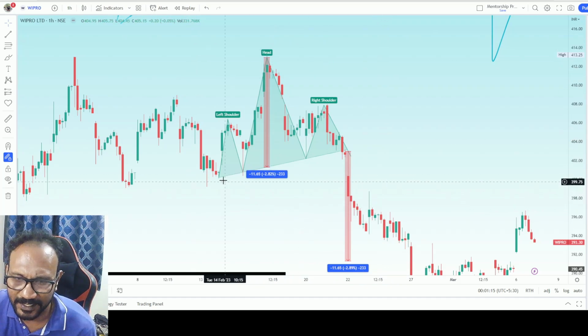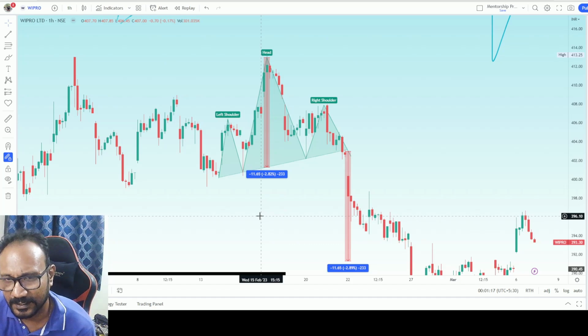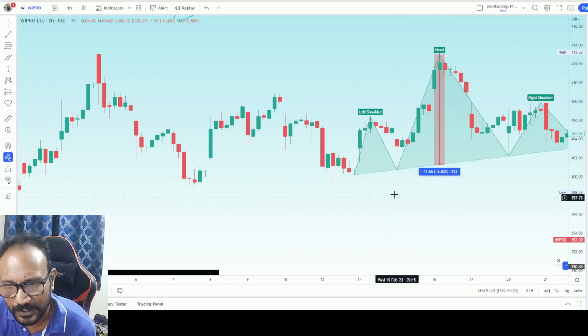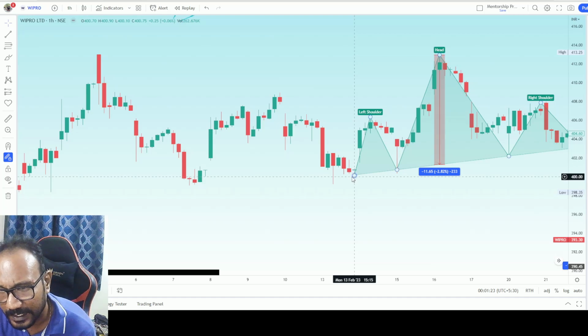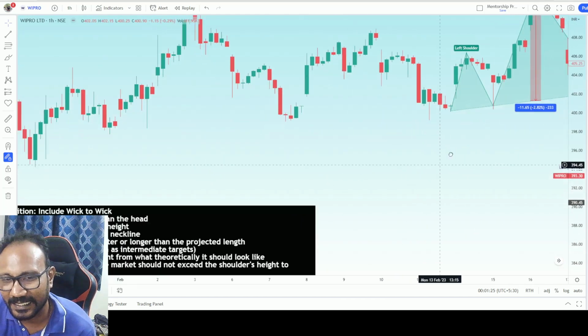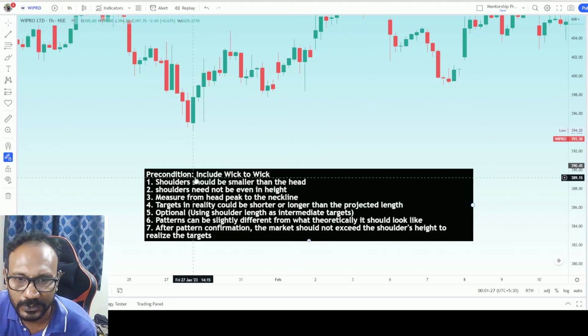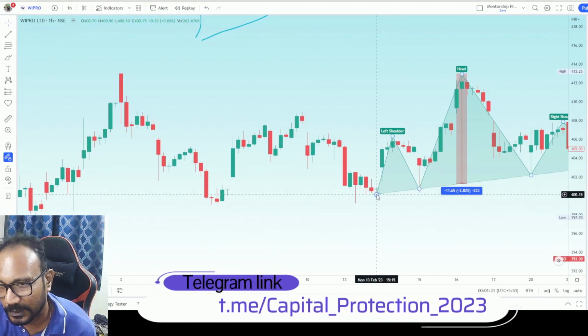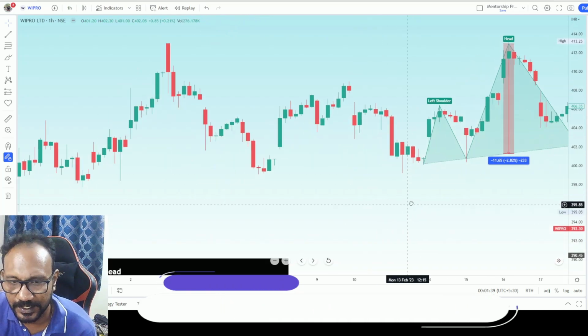However, it is not as simple as it looks. There are certain conditions of how you do it, how you draw it. So let's zoom in and see. You see, we are including the wick. So these are the conditions I've written down here. You should include wick to wick, right? When you're drawing, you should include the wick, not just the body alone. You cannot just start off with the body. You can go and include the wick, right? So wick to wick you can consider.